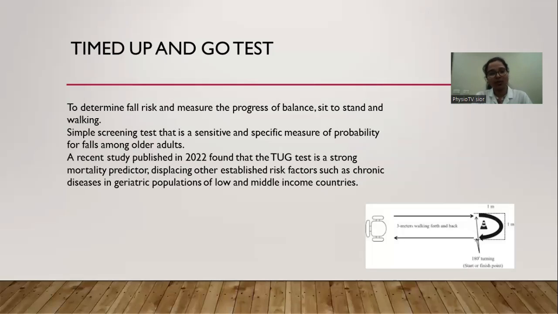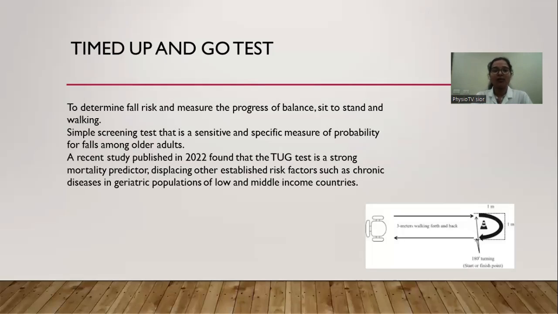There is a lot of research done on this scale in the elderly or geriatric population, and it is widely used for evaluating the risk of fall, because this scale not only assesses balance but also gauges reaction time. So a lot of components are being assessed at the same time. The recent study published in 2022 found that the TUG test is a strong mortality predictor, displacing other established risk factors such as chronic diseases in the geriatric population of low and middle income countries.